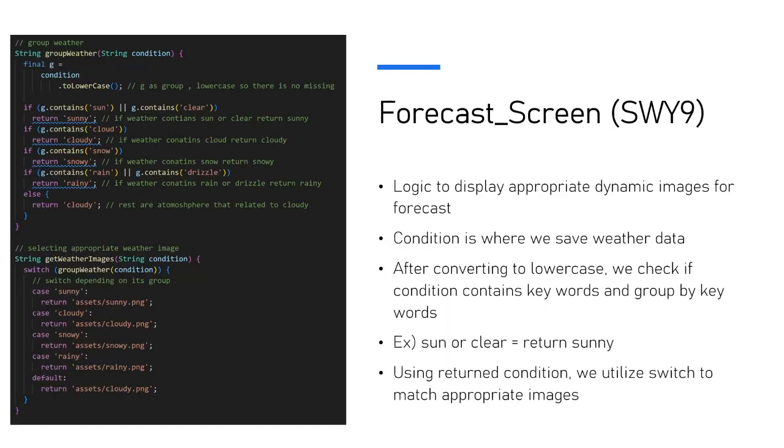For forecasts, we need to display appropriate dynamic images. In order to do that, I came up with this groupWeather and getWeatherImage function. The weather data is saved as condition, so we're going to check if the condition contains keywords like sun or clear. If it contains sun or clear, it's going to return sunny. If it contains cloud, it's going to return cloudy. And using that returned condition, we're going to get weather images by using a switch statement. So if the case is sunny, it's going to return assets sunny.png, and so on.